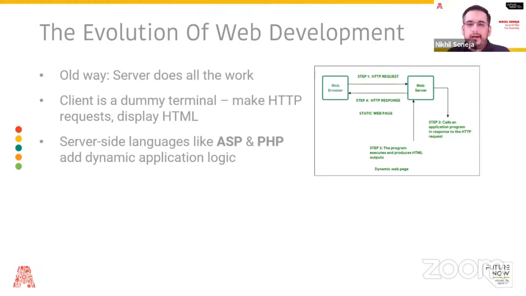When the World Wide Web first came in, it was very server oriented. Your web server was paramount. Your web server did all the work, so it would prepare the HTML. Your client, which is your web browser, was really a dummy terminal. It would just make HTTP requests to the server, and the server would send back HTML. There was no interactivity from the client. If it needed anything else, it would just have to make another request and get a page again. So the client was just a passive participant. And then it comes back from there.